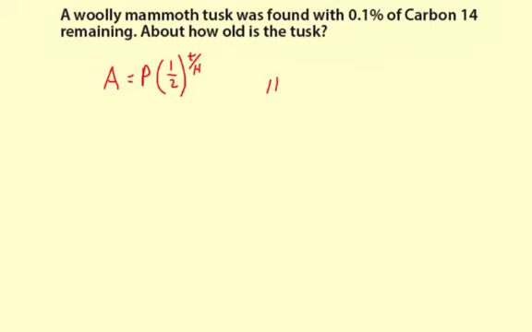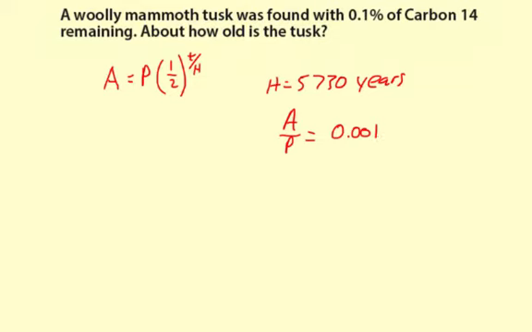Carbon-14 has a half-life of 5,730 years. So we're going to use that in the calculation. And this 0.1%, that's the ratio of A to P, the amount you have to the principal amount. So A divided by P equals 0.1%, or I'm going to say 0.001, because that's 0.1%.